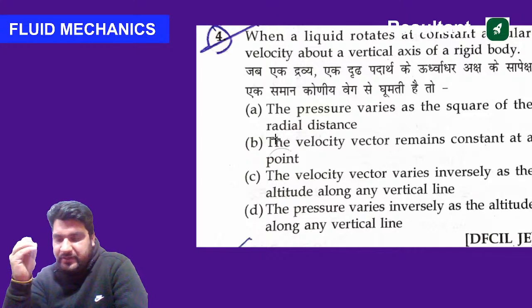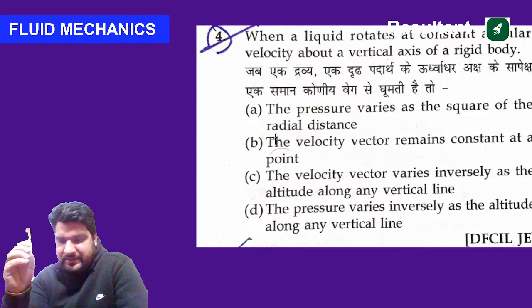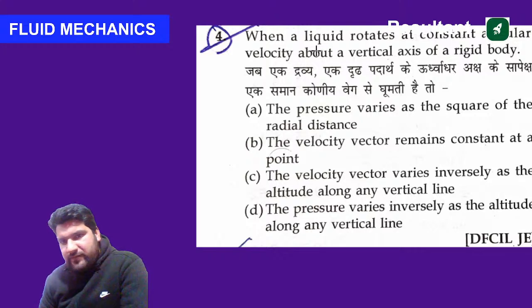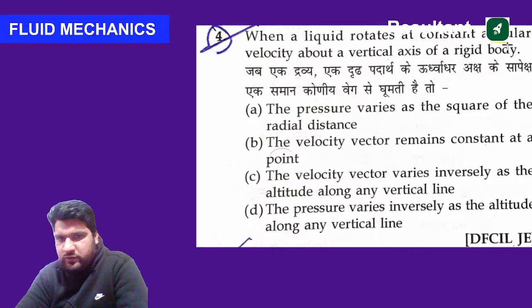So first we'll complete the fluid mechanics, and then after we'll go with the RCC. The question says, when a fluid rotates at constant angular velocity about the vertical axis of the rigid body, then the pressure varies as. What is the variation of the pressure with the radial distance? Adnan is saying C is the answer. Shabnam is saying B is the answer.